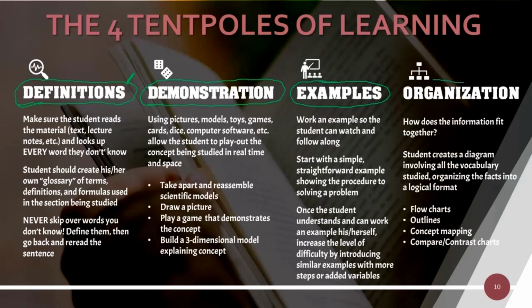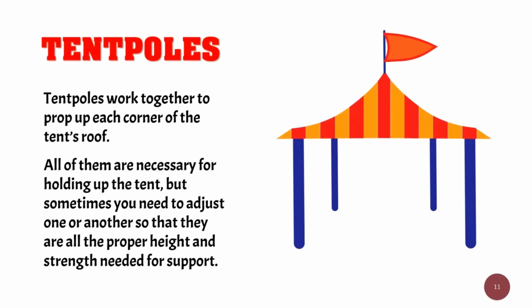And then the fourth tent pole is organization. You must organize your notes appropriately, and you're going to organize your notes different for different classes and for different things you're learning, because everything just depends on what class it is you're learning. You can't organize your notes the same way as you do in math as you do in your English class, for instance.